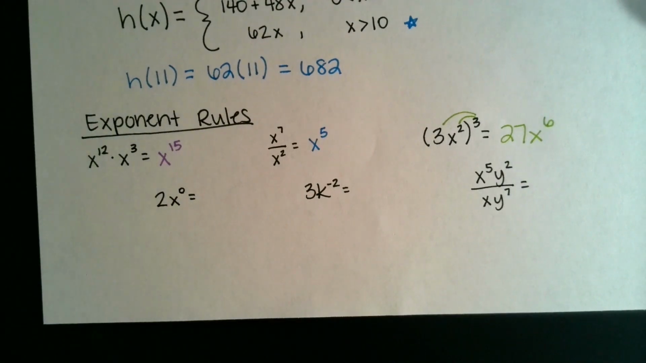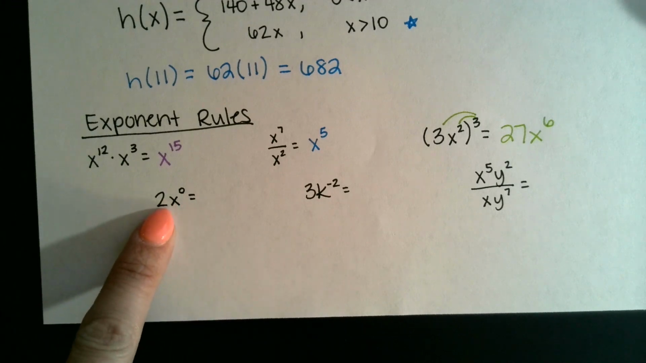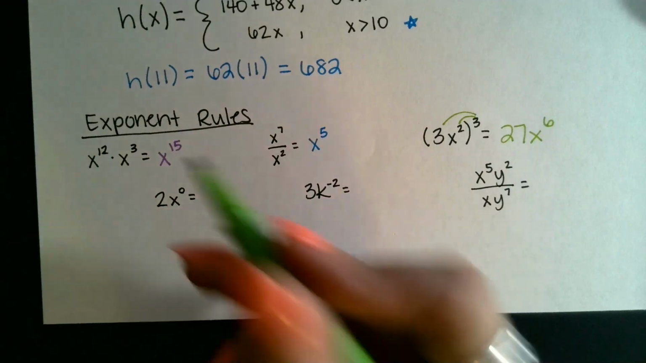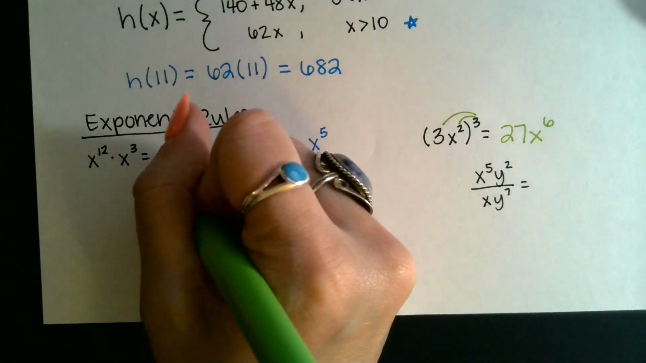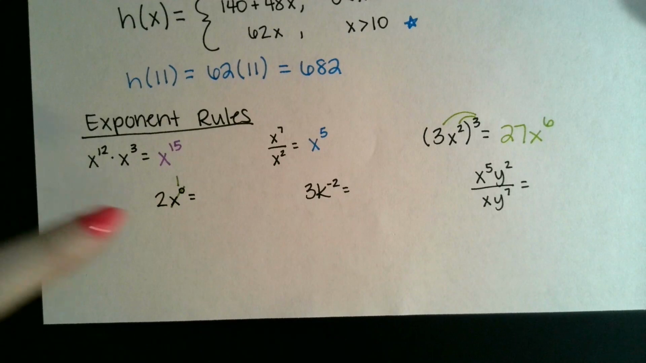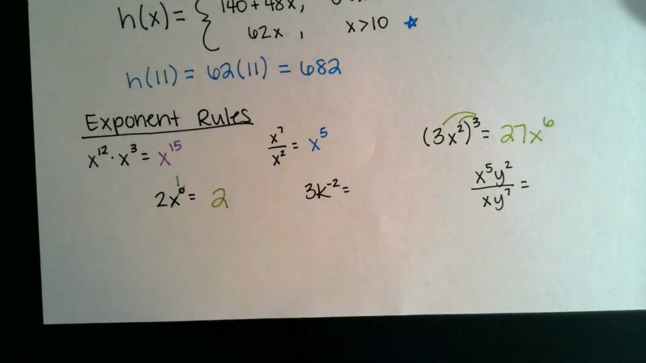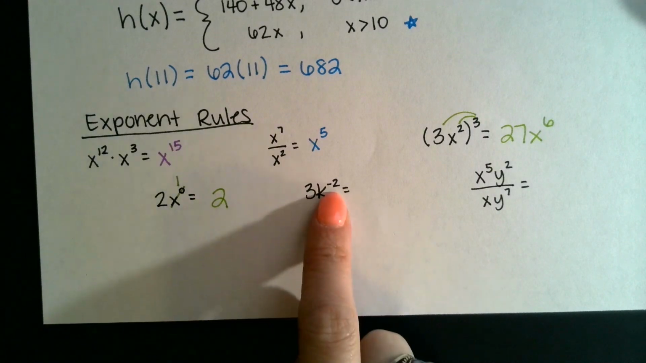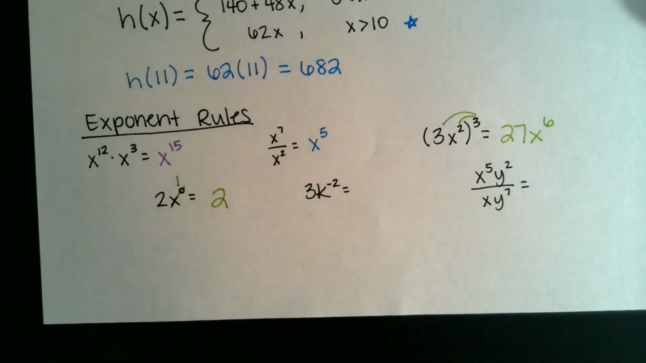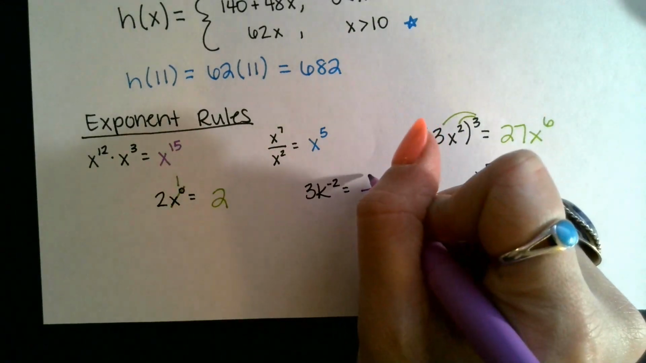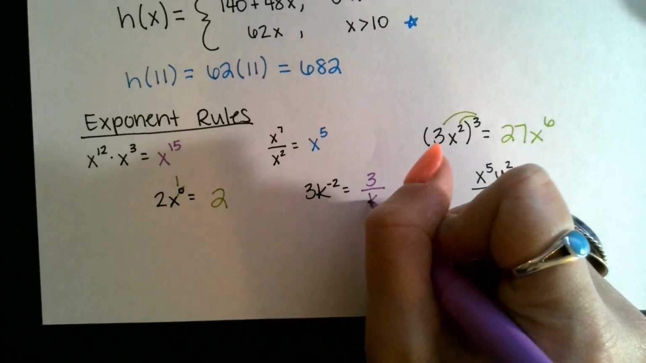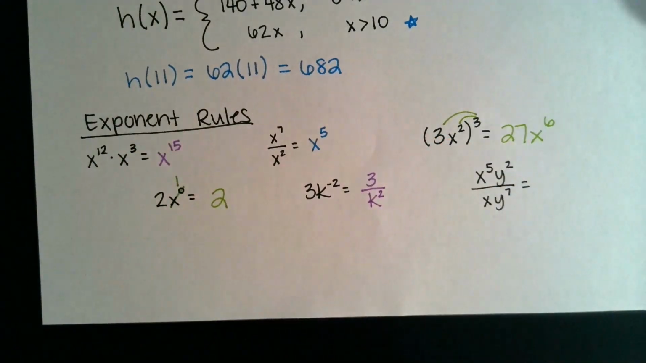What is anything to the 0 power? 1. So what is this equal to? 2. x to the 0 power is equal to 1, but 2 times 1 is equal to 2. All right, what about negative exponents? We have to make them into a fraction, but the coefficient itself does not have a negative exponent. So the coefficient stays on top, and the k drops to the bottom and becomes positive.